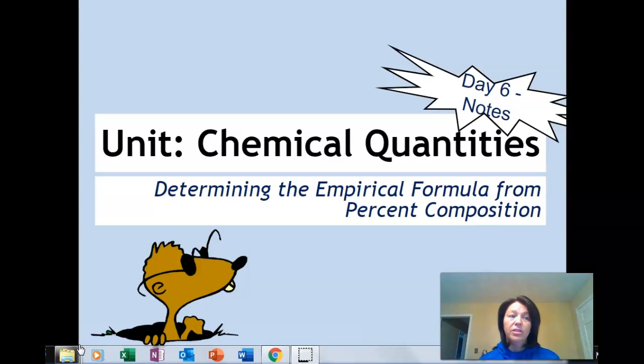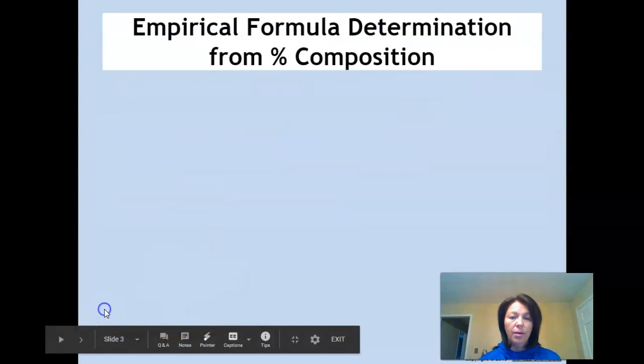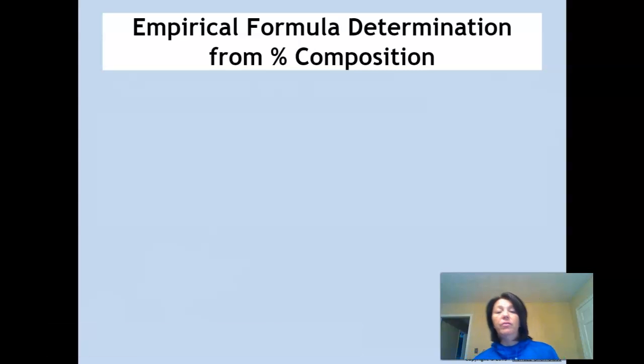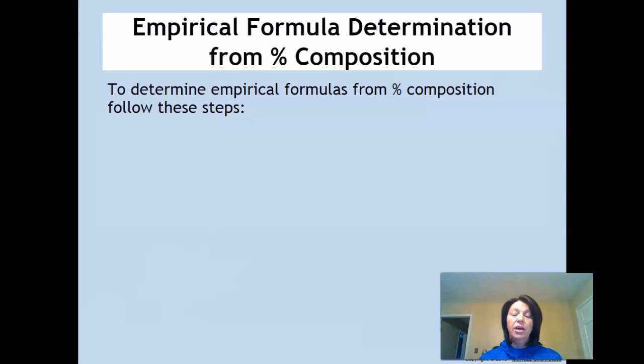The empirical formula is the smallest whole number ratio of elements in a compound, and the molecular formula is the actual amount of each one. So we're going to be looking at both of those over the next couple days. So let's look at the steps for determining the formula from percent composition. And it's the same stuff that I showed you yesterday.